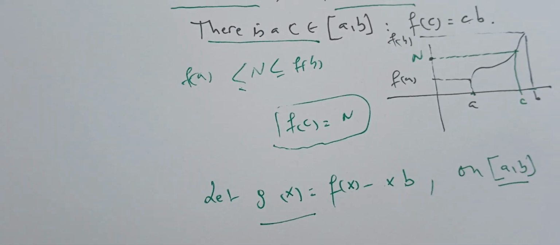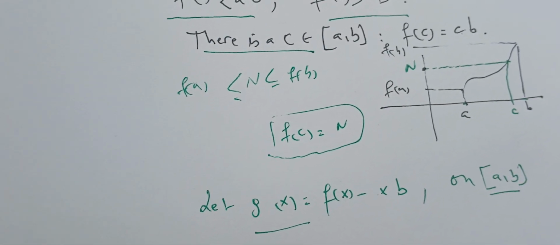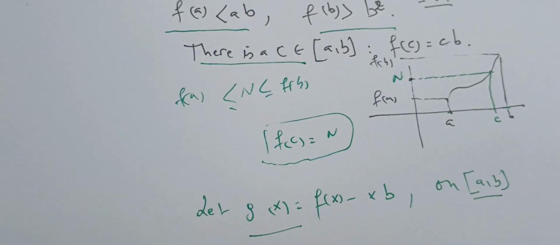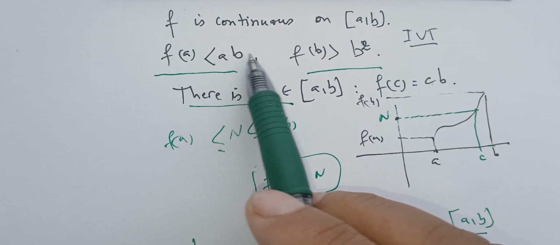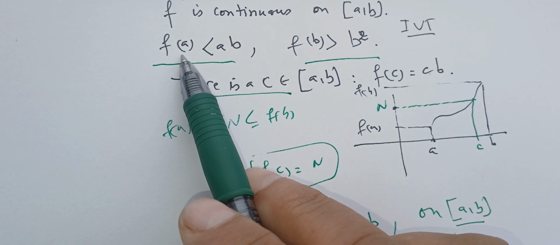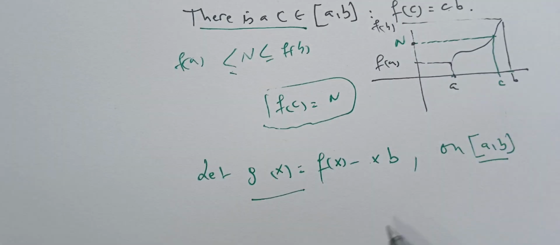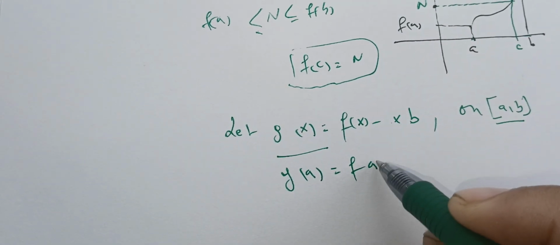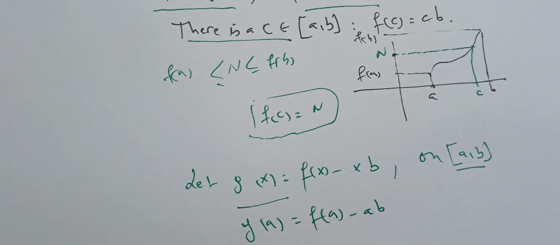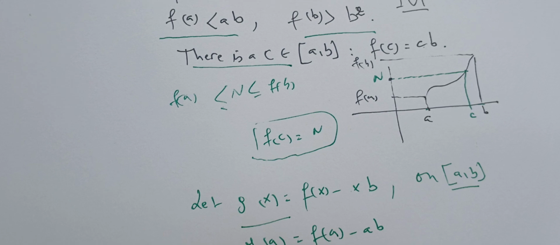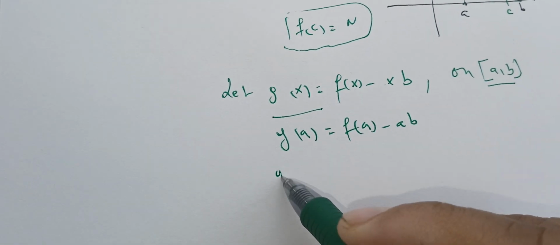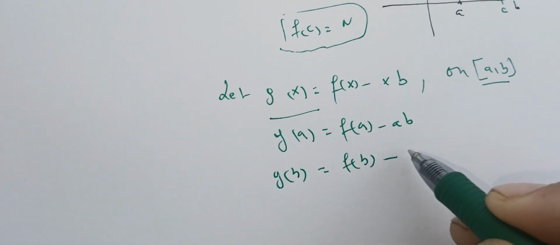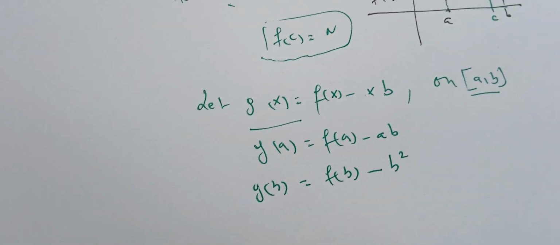Now what we can do is we have to find our n. To find the n, we have to do some work. We're going to use the conditions that we have. So therefore, we're going to compute g(a) and g(b). So we have g(a), it's f(a) minus ab, and we have g(b), it's f(b) minus b squared.